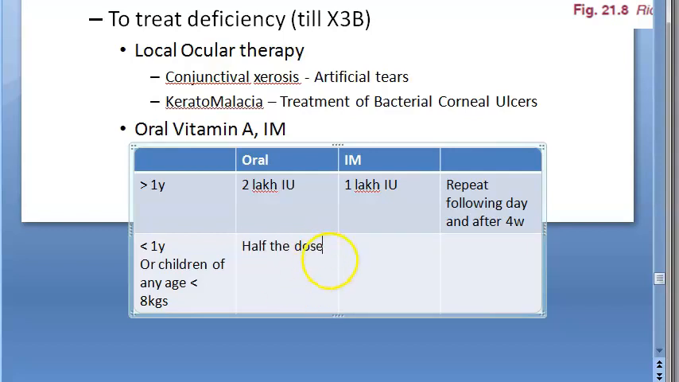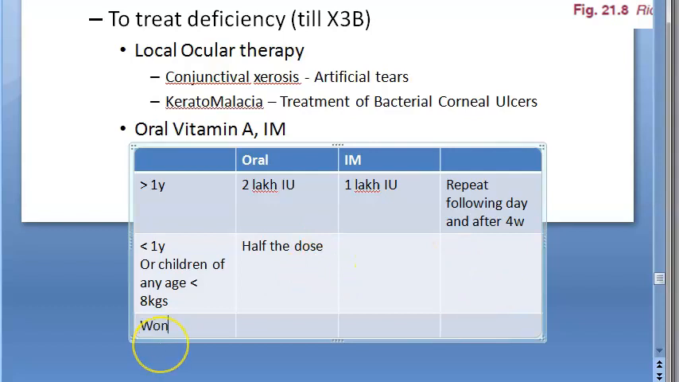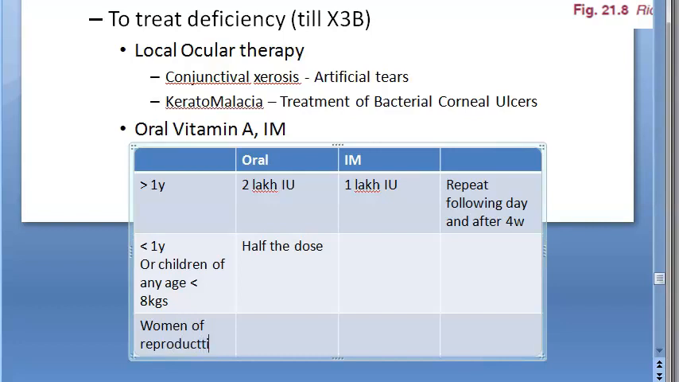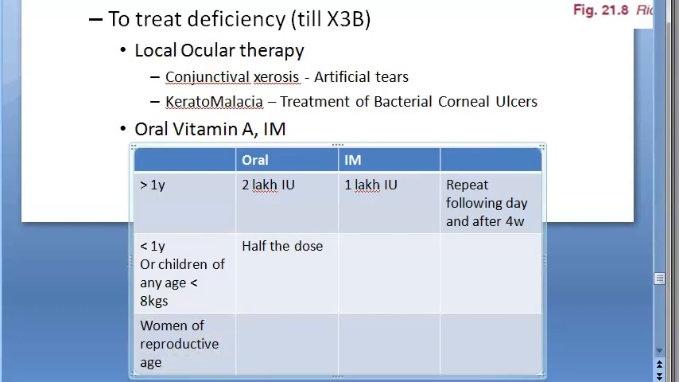Okay. Then women of reproductive age. Obviously these people will require more, right? So here you will have those who are not having night blindness and those who are having night blindness. Okay, so there are a lot of stages here. They should be treated with 10,000 international units of vitamin A orally for 2 weeks.